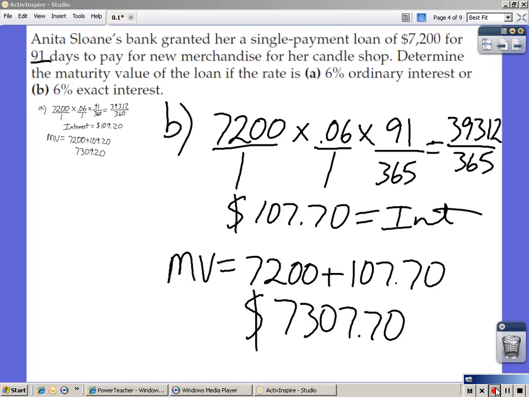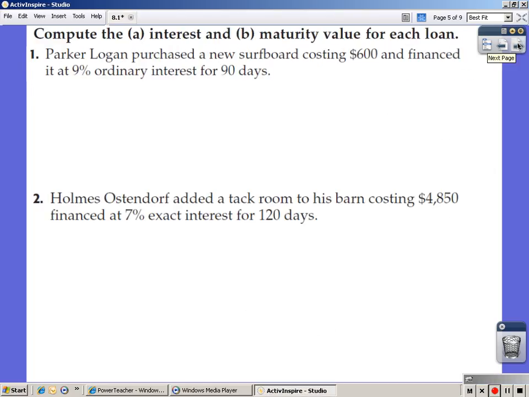Okay, let's go ahead and let's continue. Now, these problems are straight off your homework, so press pause. I'll give you a second to do them yourself, and then let's make sure you did them right. Okay, let's go ahead and work these. Number one, Parker Logan purchased a new surfboard costing $600 and financed it at 9% ordinary interest for 90 days.